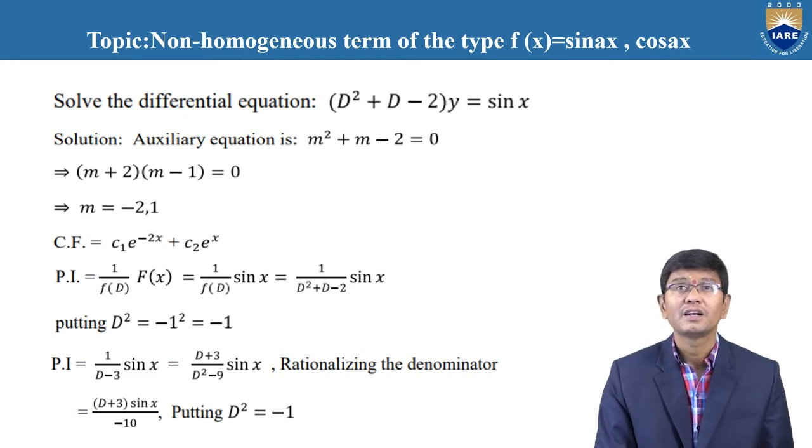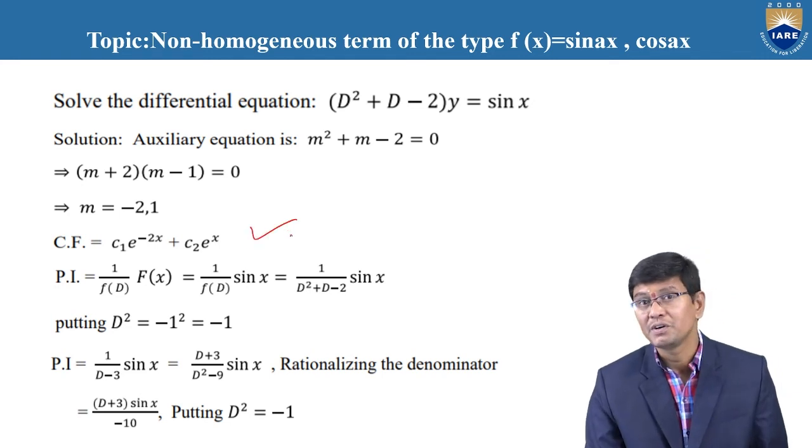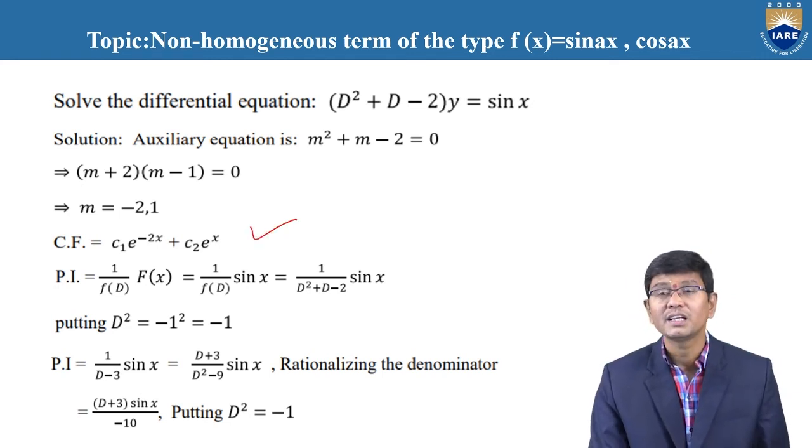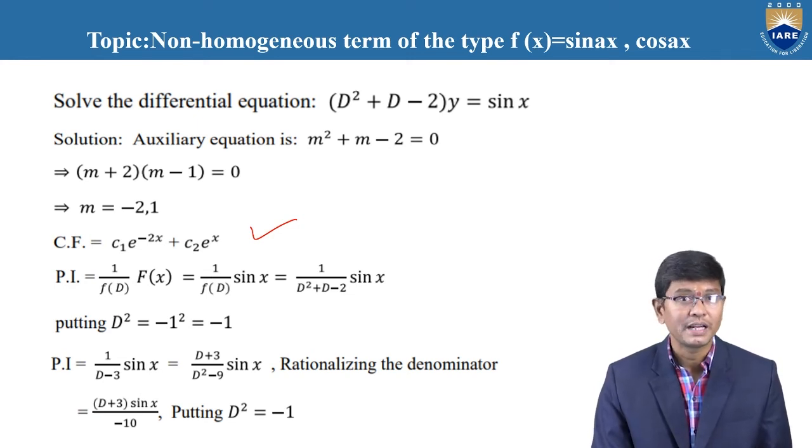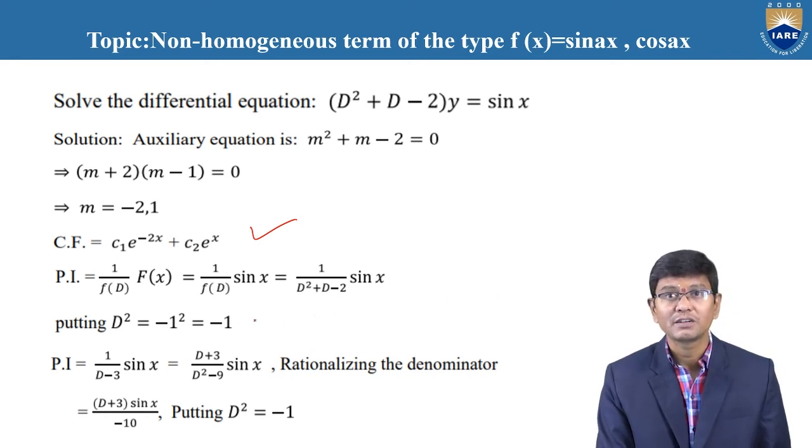With the help of those different roots, there is c1 into e power of minus 2x plus c2 into e power x. The particular integration is 1 by f of D into the function. And here also 1 by f of D is nothing but 1 by D square plus D minus 2 into sin x. And here also replace D square is equal to minus a square, that is minus 1. And here also 1 by D minus 3 into sin x.